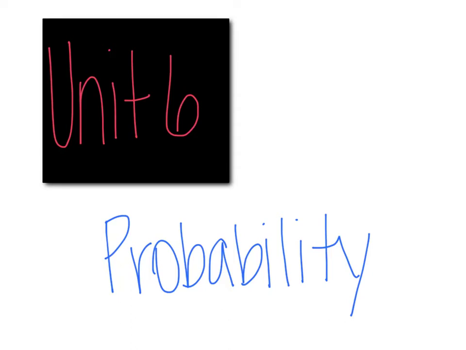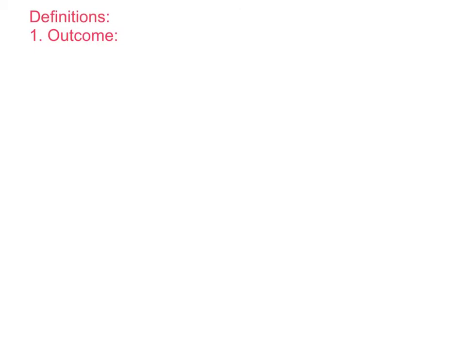Today we're going to start Unit 6, which has to deal with probability. So today our notes are just going to be an introduction to what we're going to be talking about in this unit. We're first going to start with some definitions. We have 4. Our first one is going to be outcome. The definition of an outcome is just any possible result.